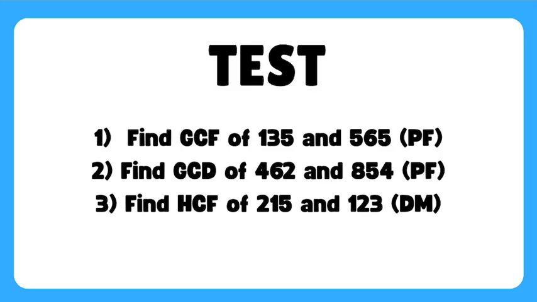This is your test. You have to find the greatest common factor of 135 and 565 using the prime factorization method. Then you have to find the greatest common divisor of 462 and 854 using prime factorization again. And then you have to find the HCF of 215 and 123 using the division method. So you can use whatever method you want, but I have chosen the hardest method for each of these questions based on how hard the method is for these particular numbers. Because if the question is harder, that means you will understand the method better.